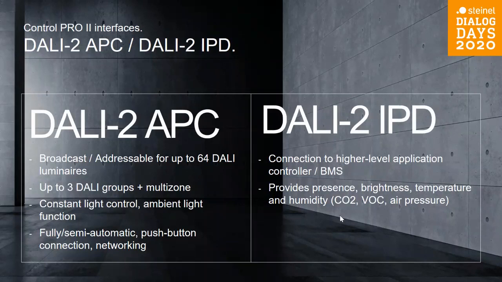The DALI 2 input device works as a connection to a higher level application controller or a BMS system. These devices are providing the presence, the brightness, the temperature and humidity values of the room, and the multi-sensor is also able to provide the CO2, the VOC, and the air pressure too.